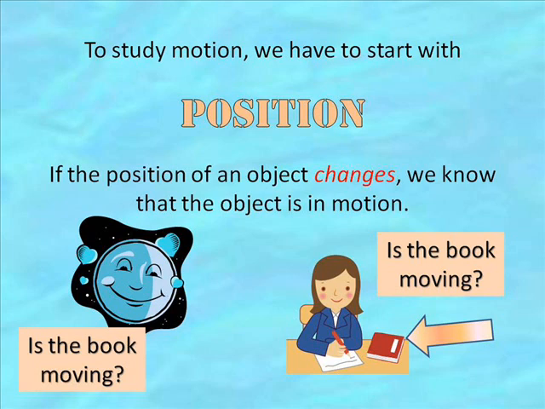Now let's look at this picture of a girl sitting at a desk with a book right beside her. Well, we can ask the question, is the book moving? Now, most of us would say, no, it's not moving. But if we were the man in the moon out there in space and we looked at that book, then what would we say if we asked, is the book moving? Well, then, yes, the book would be moving.